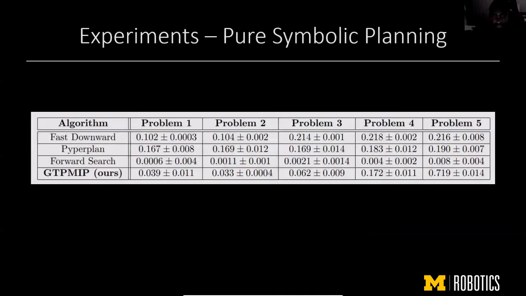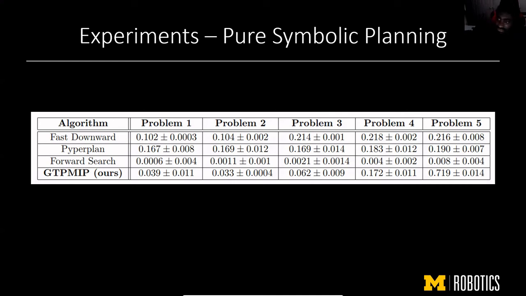So we move on to experiments. The first experiment we run is to compare the symbolic planning capabilities of GTP-MIP with the state-of-the-art symbolic planning approaches. You notice from the results that for the first 4 problems, GTP-MIP plans much faster than Fast Downward or Pyperplan. So for small problems, GTP-MIP is quite fast.